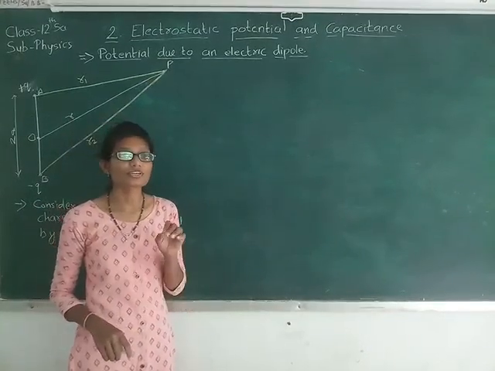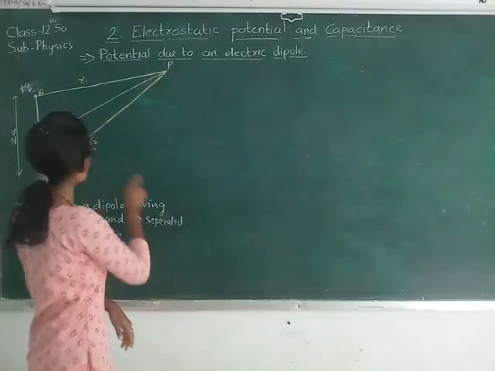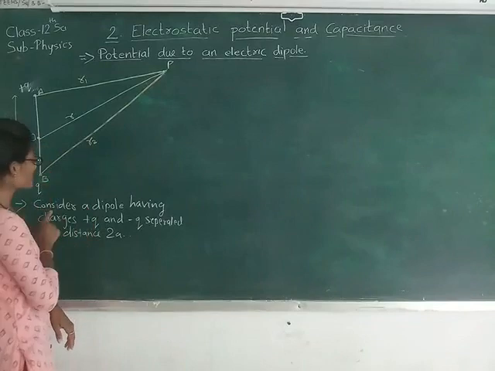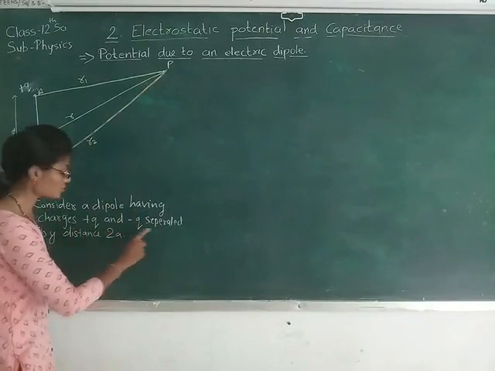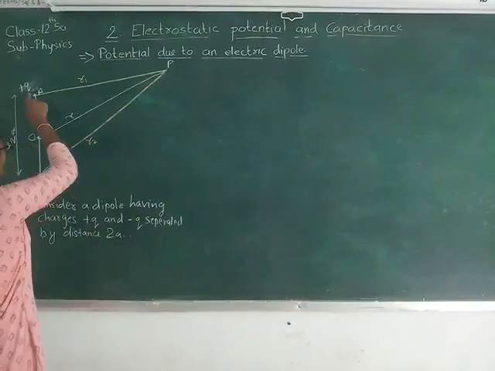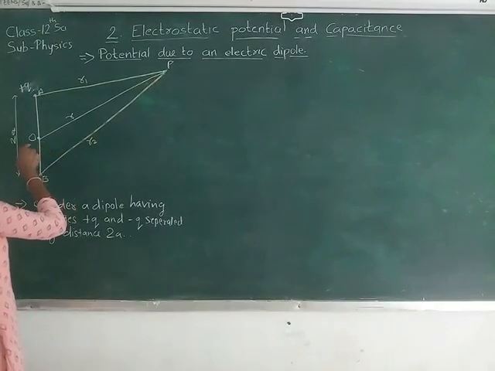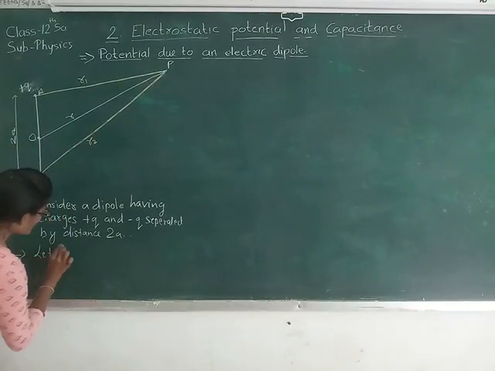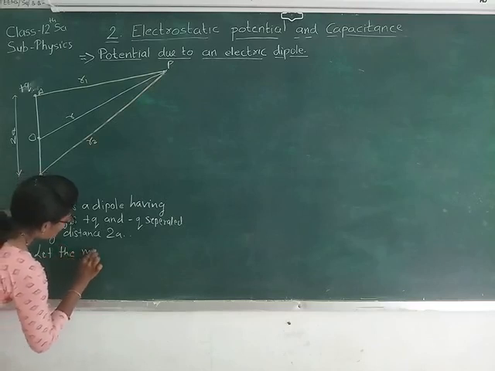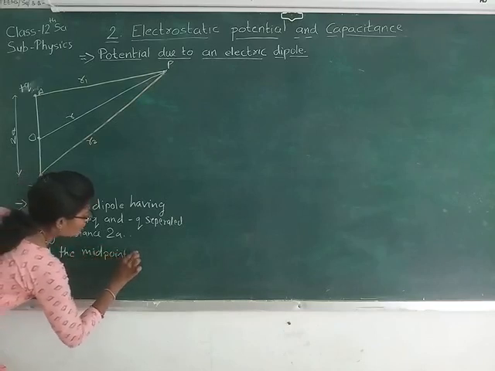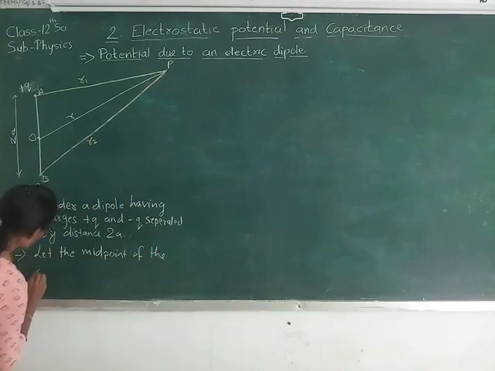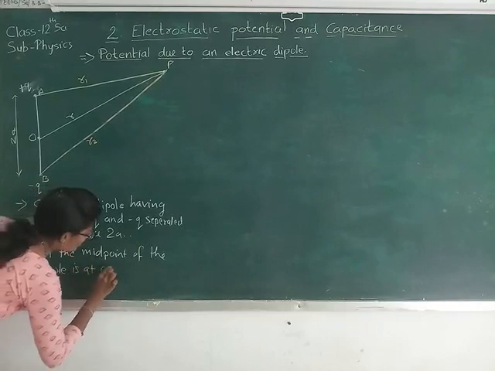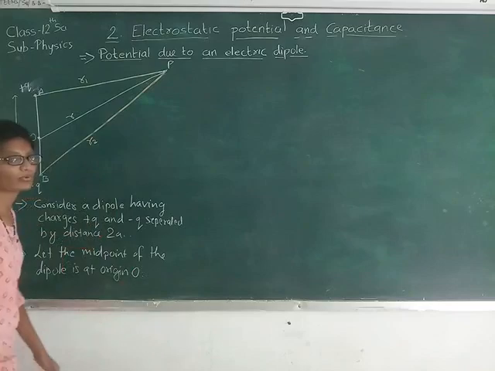So here, what are we going to find? We are going to find the potential at this point P due to the electric dipole. So first we need to define what a dipole is. Here in the figure we have a dipole having charges plus Q and minus Q separated by distance 2a. Let the midpoint of the dipole be at origin O.